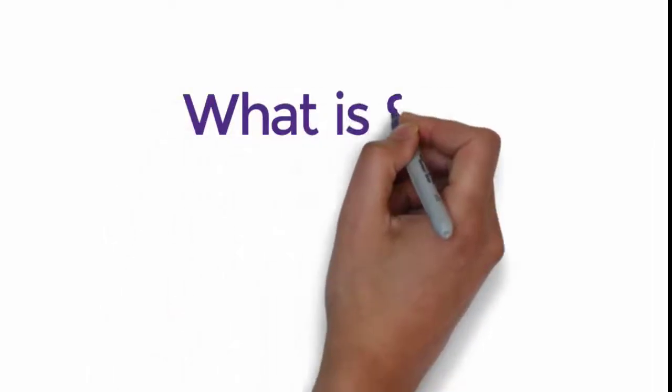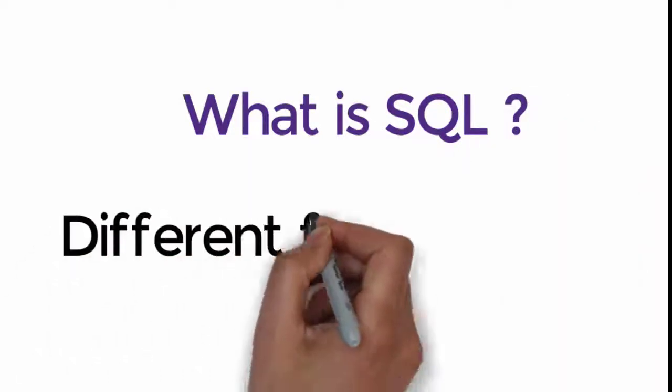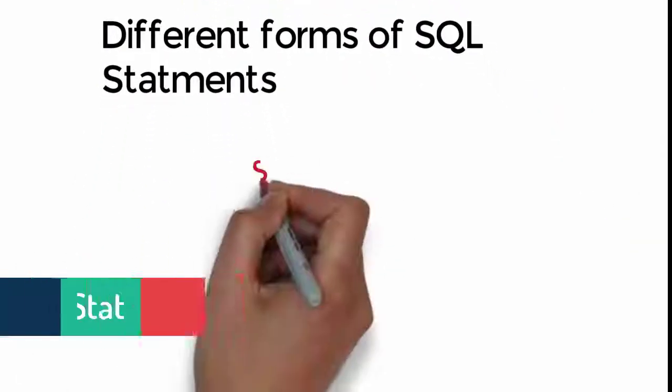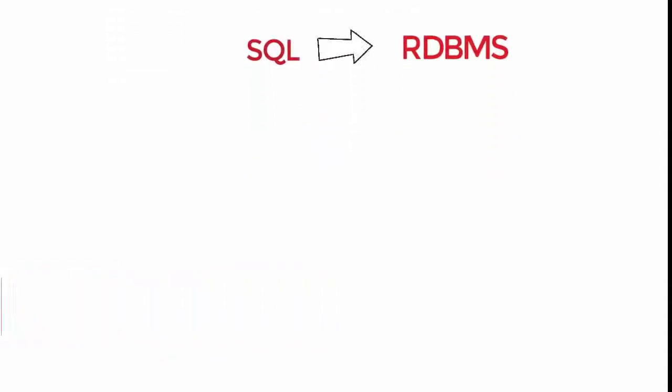In our previous lectures, we have seen what SQL is. Today, we'll learn more about the different forms of SQL statements. SQL is a query language for RDBMS. RDBMS is made up of tables. So, from outside, we can say that SQL statements belong to further categories.